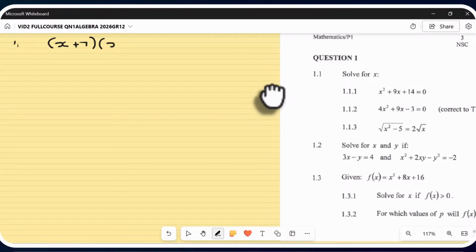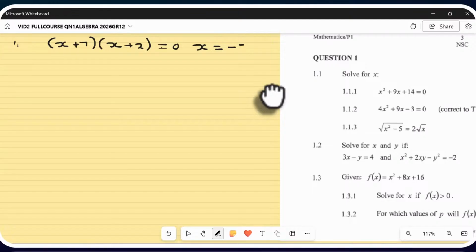So which answers do we have here now? We have either x plus 7 equals to 0, which gives us x equals negative 7, or x plus 2 equals 0, which gives us x equals negative 2. That's what we have here. Next question.